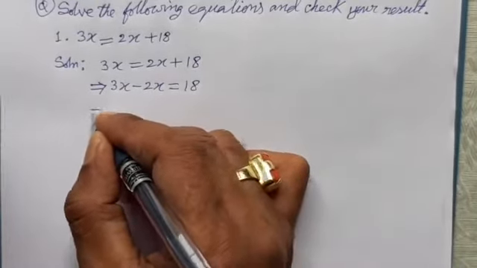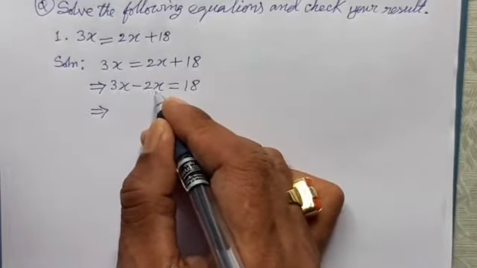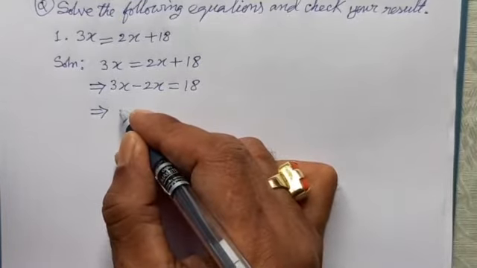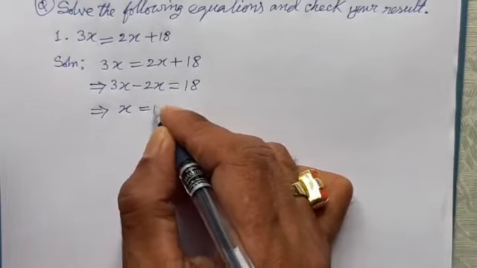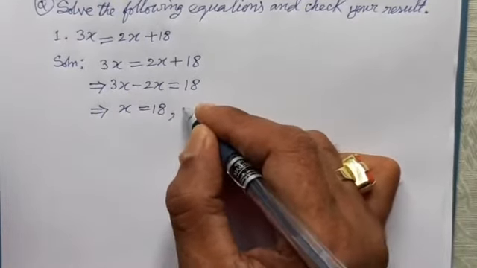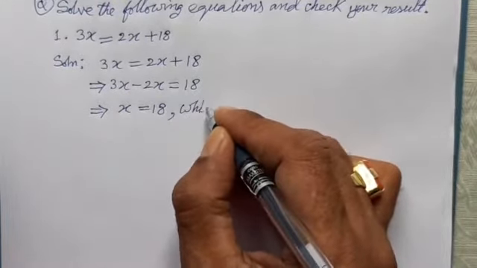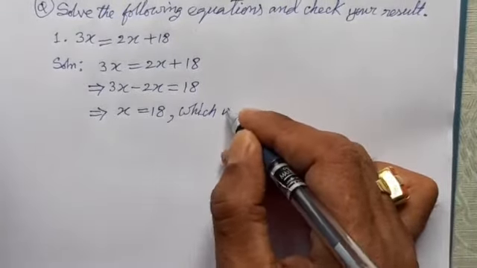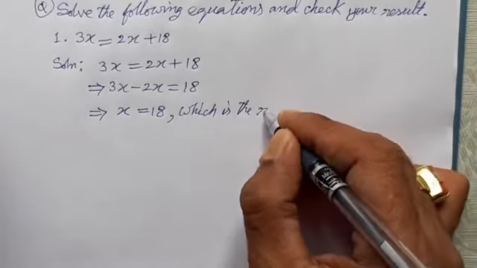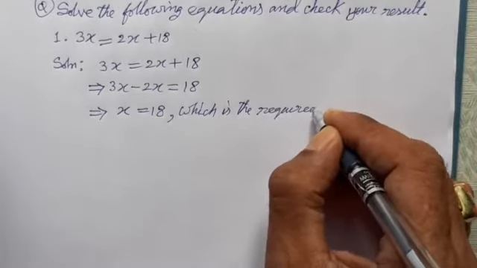Next step. This implies 3x minus 2x. If we subtract, we will get 1x. We are not used to writing 1. So x is equal to 18. Which is the required solution.